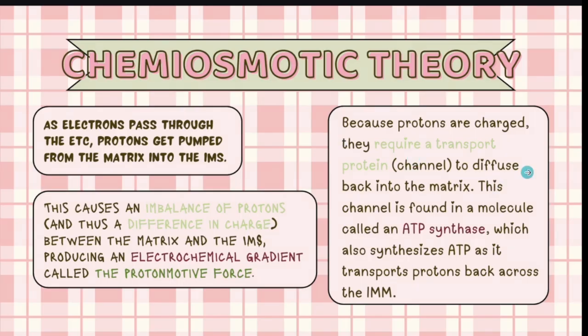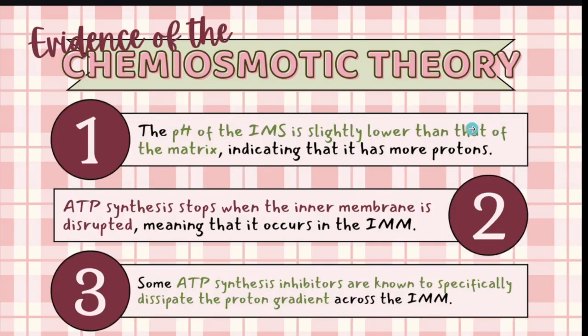Now, what is the evidence for the chemiosmotic theory? How do we know it's actually real? Number one, when you measure the pH of the IMS, or the intermembrane space, and the pH of the matrix, you'll find that the pH of the IMS is slightly more acidic. Why? Because we're pumping protons from the matrix into the IMS, so there are more protons in the IMS.